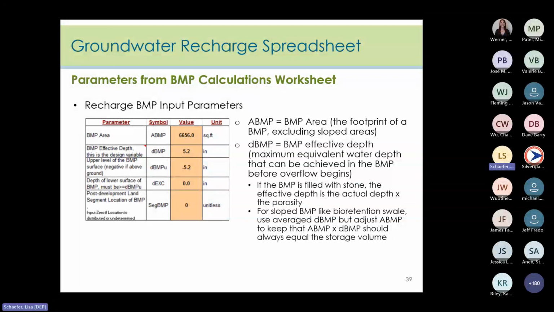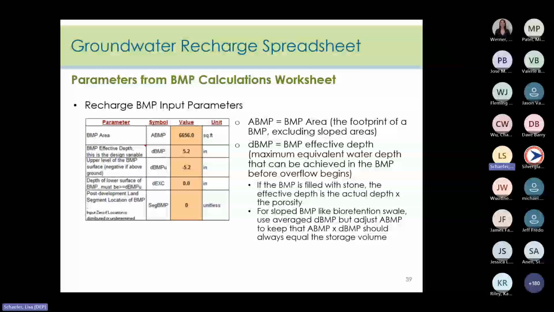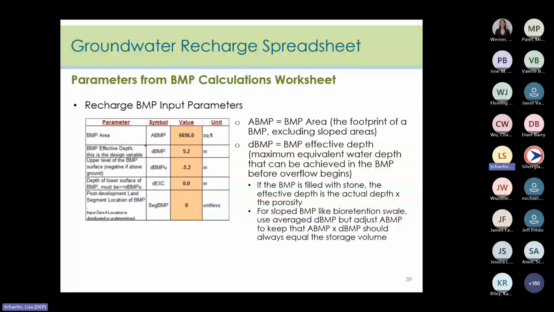DBMP represents the BMP effective depth. It means the maximum equivalent water depth achieved before overflow begins. If the BMP is filled with stone, of course, we have to factor the effective depth by the porosity of the fill material. And if the BMP has a slope, such as a bioretention swale, we're going to have to make some adjustments to the effective depth. We do that by dividing the storage volume by the value for ABMP to get the averaged DBMP. I do have a little bit more about the other inputs on the next slide.